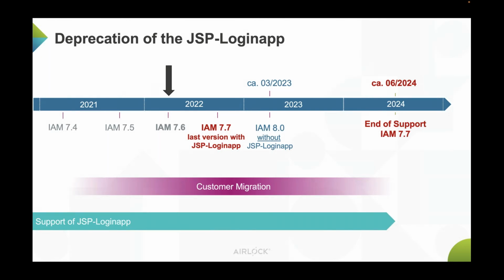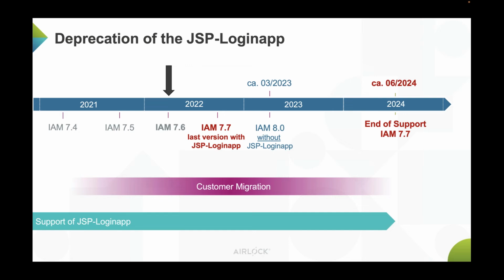So what you can see here is the black arrow, where we are now. We just released IAM 7.6. There will be one more release, 7.7, in half a year from now. That will be the last release containing the old JSP-Loginapp, and it will still be supported until the middle of 2024. So that's our plan. That's when you need to be off the JSP-Loginapp and migrated to the new Loginapp.